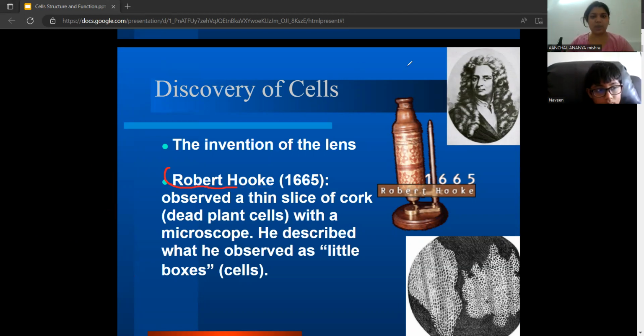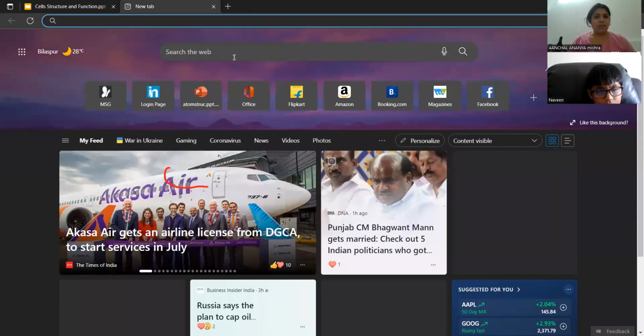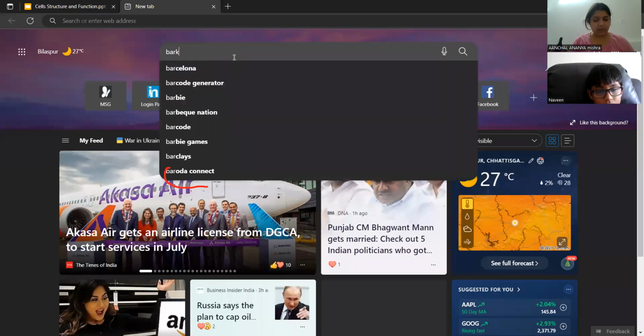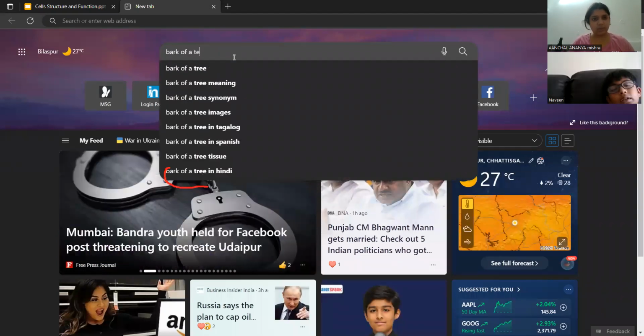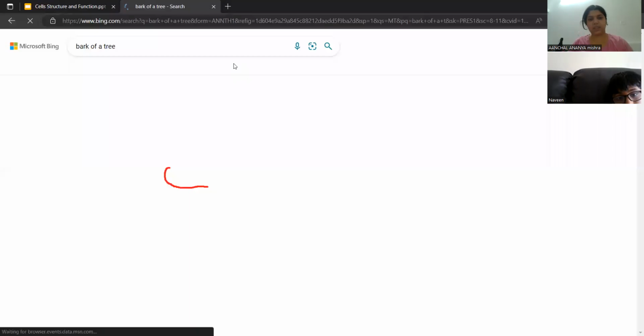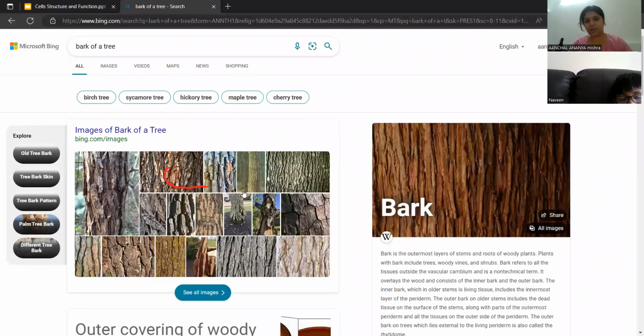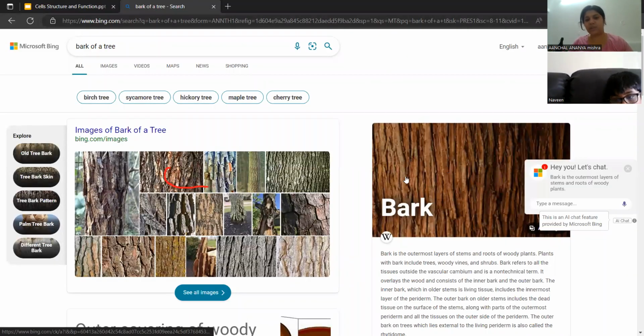Okay, I'll just show you what I meant by bark. Just a minute. This is the bark of a tree, right? Tree bark, yeah, that is what I'm talking about. The woody, brown part. That is used to make our furniture. So this is the bark, right?